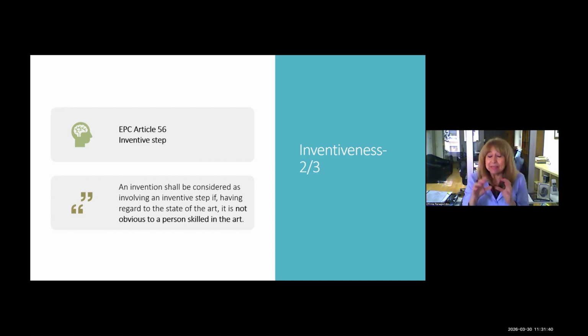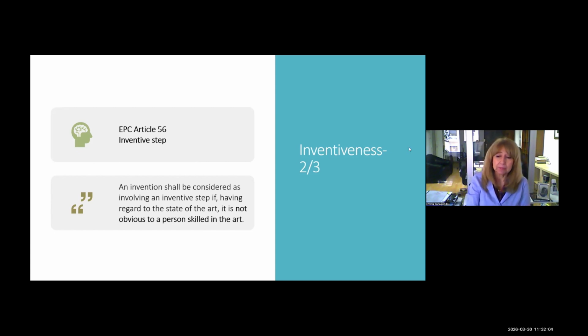So the examiner will compare the invention with the state of the art, the known information. He has to say that what you have done is not obvious in comparison to the state of the art. If it is obvious, this prerequisite is not fulfilled. If it is not obvious, this, which is a very difficult prerequisite, is fulfilled.